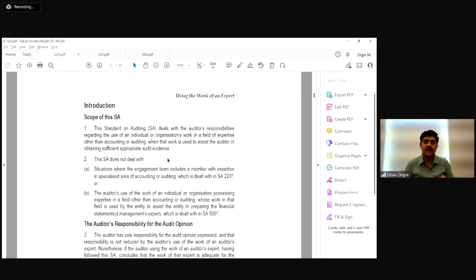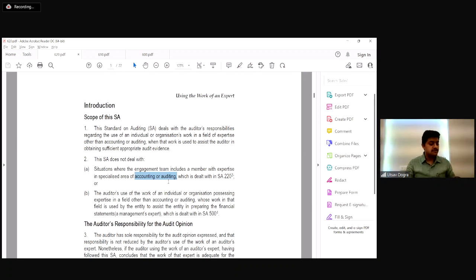Let's say in the audit team we also have a member who is specialized in direct taxation, who would be taking charge of evaluating the provision for taxes or the deferred tax assets and liabilities. That particular person is also part of the audit team. Here, that particular person is not an expert in accounting and auditing, we can say. So that auditor's expert is being dealt with here. However, if the person is an expert in the field of accounting or auditing and a part of the audit team, he is dealt with in SA 220. So this must be made very clear.